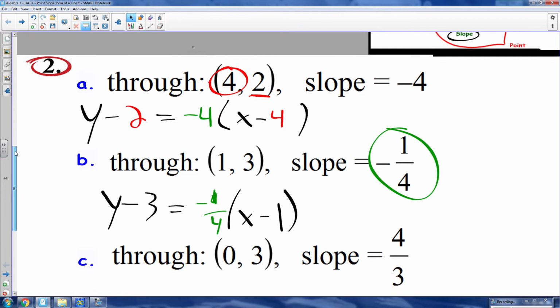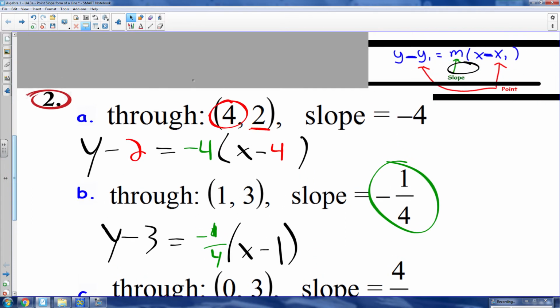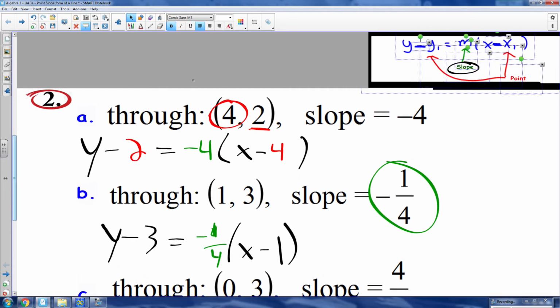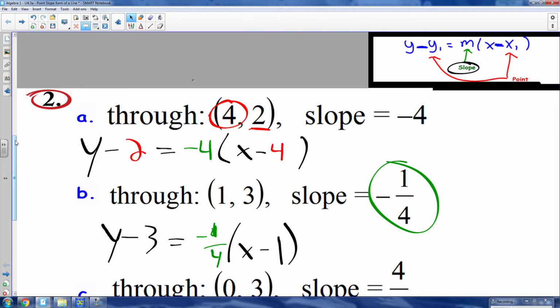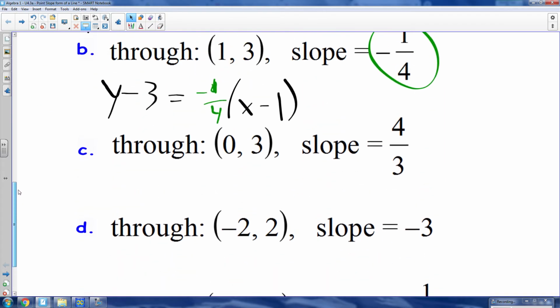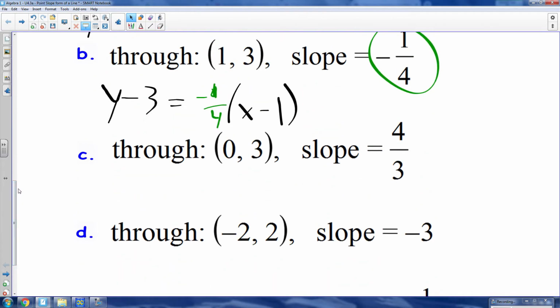So why don't you take a second, pause the video, and try part C. Make sure you're looking at this box right here. This thing is going to be pretty important. That's the equation that you want to use. So y minus the y value equals m, x minus the x value. I know it's a different form, but it should actually make life a lot easier. So pause the video and give part C a try.